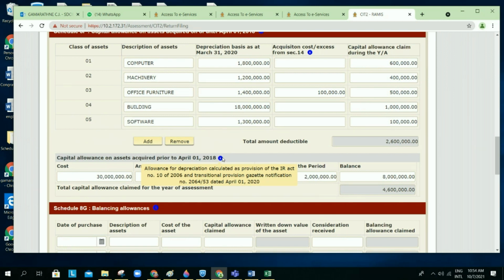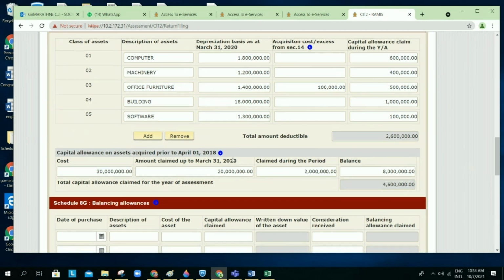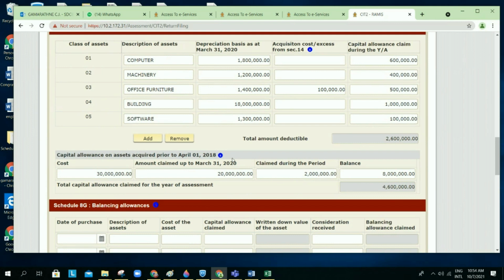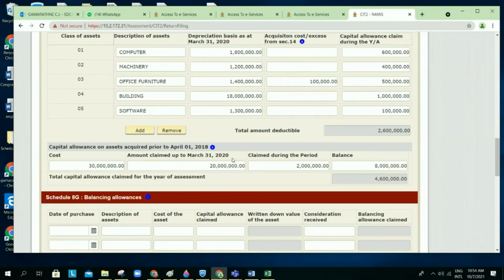The same thing is reflected in the information point here, you can see. Based on this, we are supposed to implement this requirement separately. In the first table, based on the class of the asset, you have to complete the details and enter the depreciation basis as at the opening balances. During the period, if there are any acquisitions and any excess from section 14 from the previous year, then finally you can identify the capital allowance claim during the period. Actually this is the bulk value.